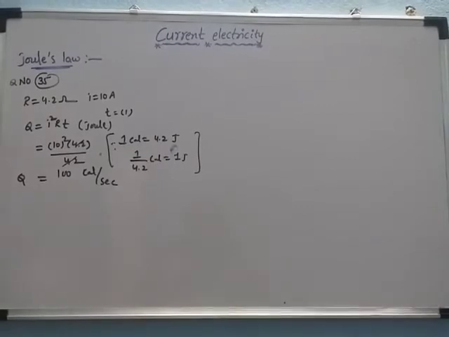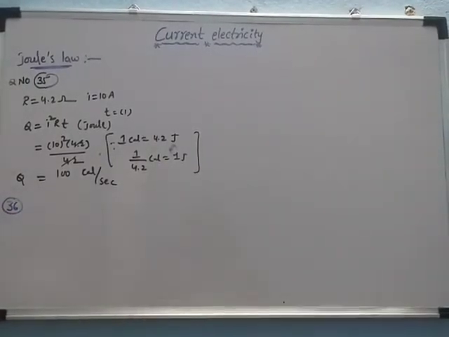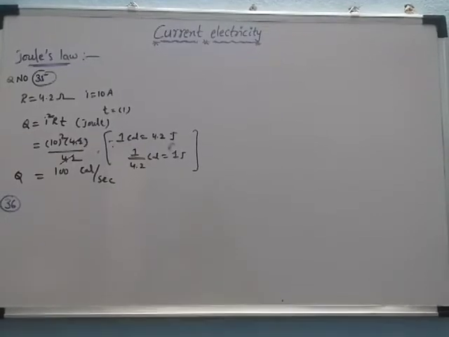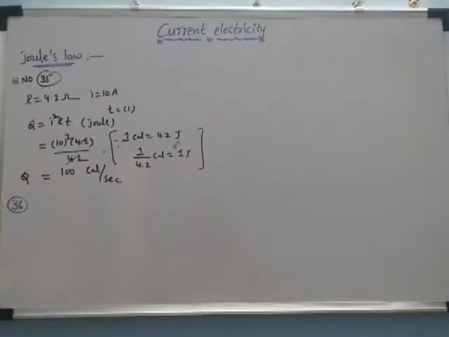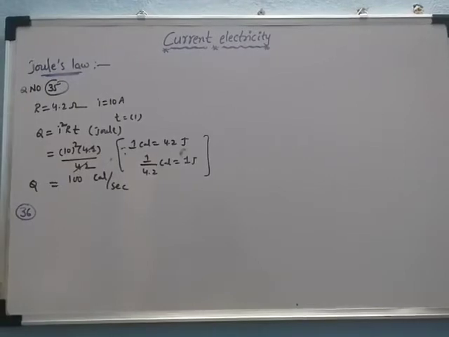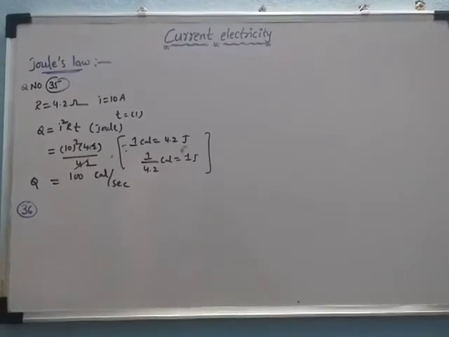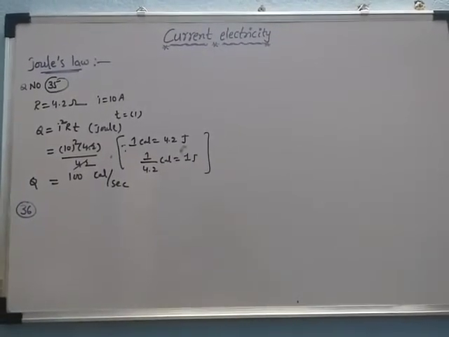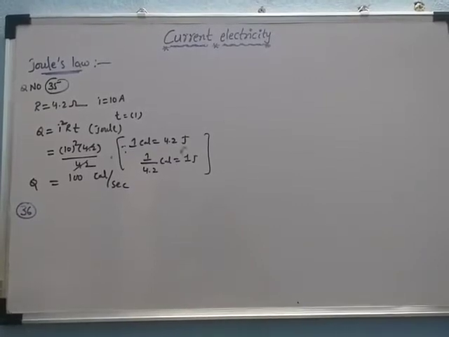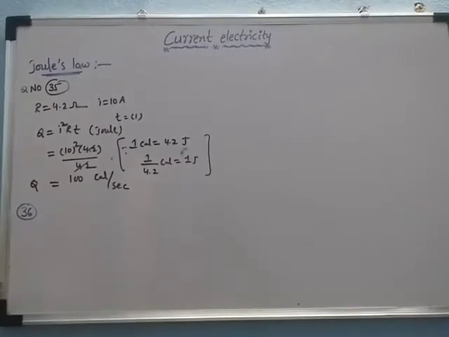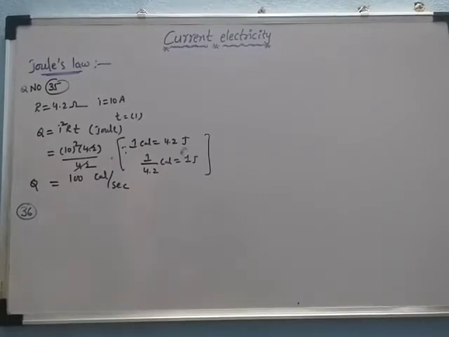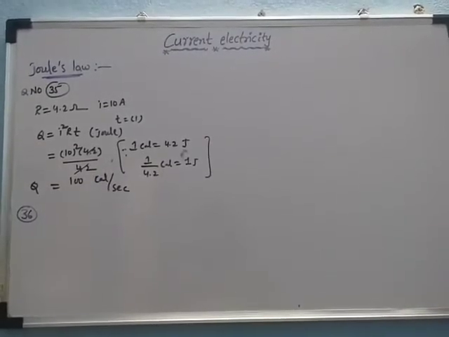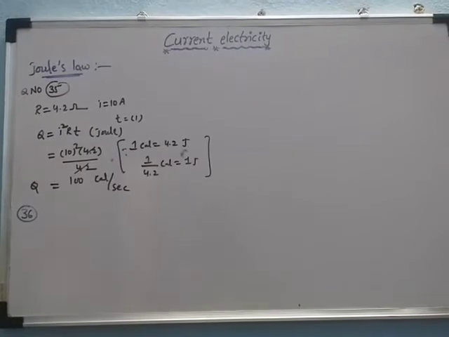So next, question number 36. A coil of resistance 60 ohms is immersed in 42 kg of water. A current of 7 ampere passes through it. Find the rise in temperature of the water per minute. So we can find the rise in temperature.